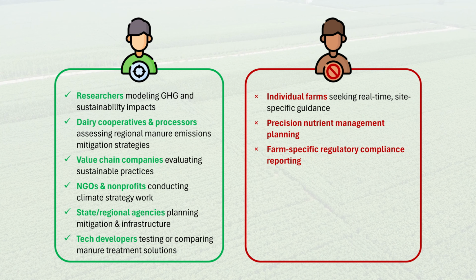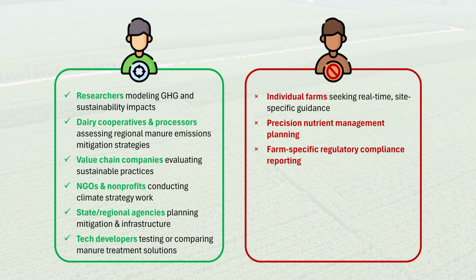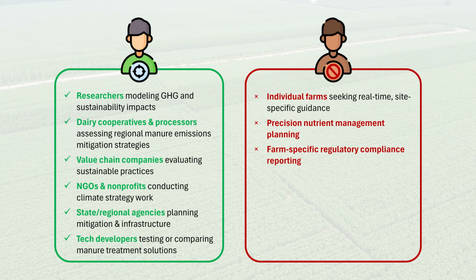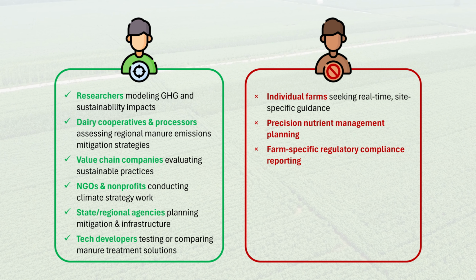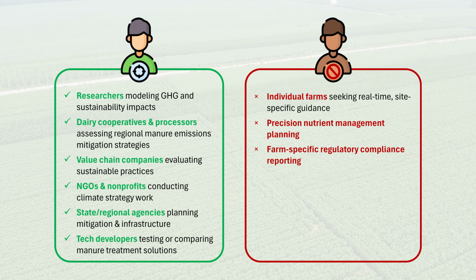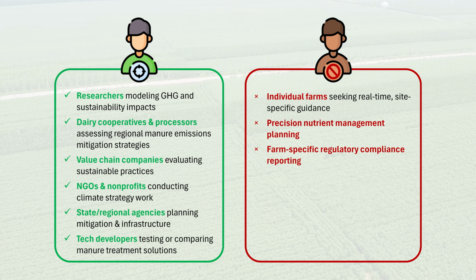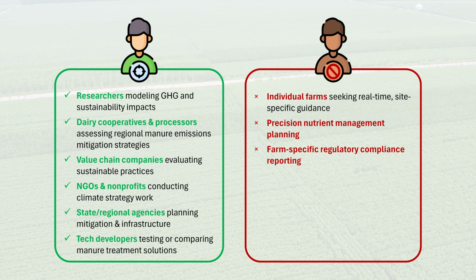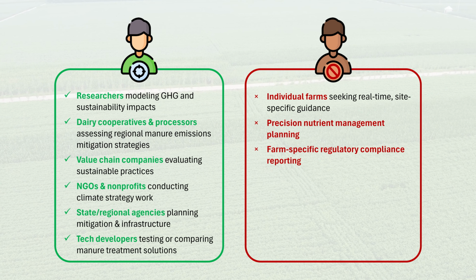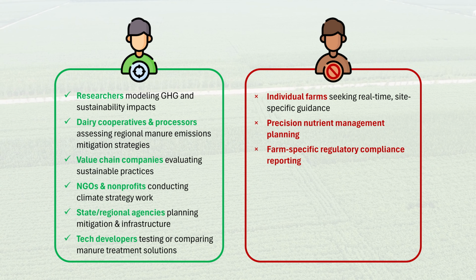SuMMIT is designed for researchers, co-ops, NGOs, and other agencies interested in understanding which manure management technologies have the greatest emissions reduction potential in each region of the U.S. SuMMIT is not intended for detailed farm-level modeling and is not recommended for precision applications like nutrient management planning or regulatory compliance.